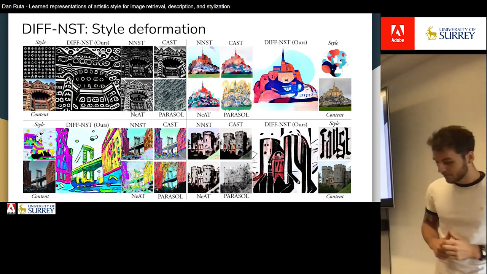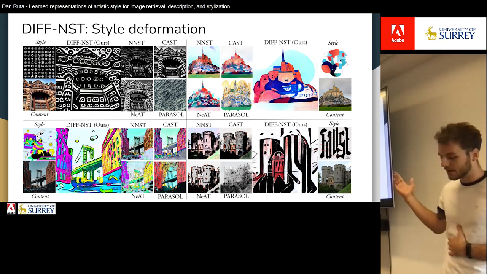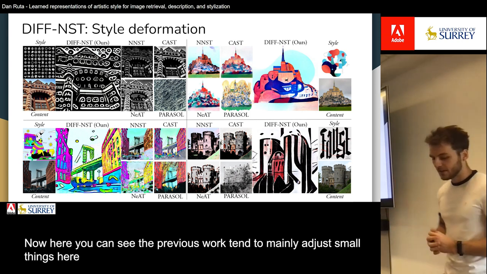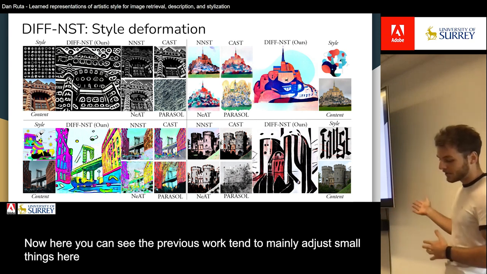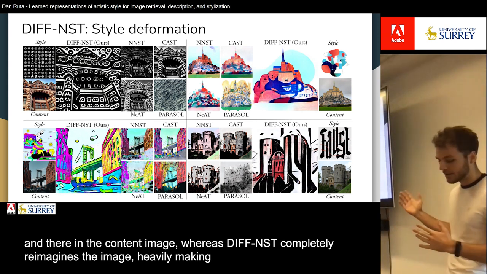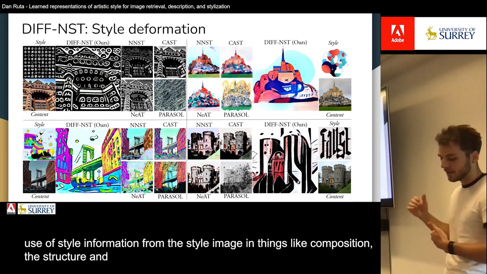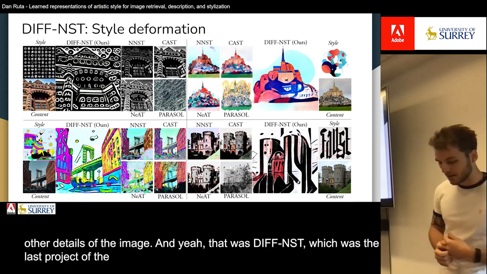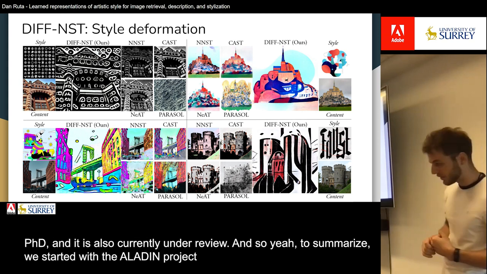And going back to this figure, here we can see how DiffNST quite strongly demonstrates deformation capabilities compared to previous state-of-the-art NST techniques, including Neat. Here you can see the previous works tend to mainly adjust small things here and there in the content image, whereas DiffNST completely reimagines the image, heavily making use of style information from the style image and things like the composition, the structure, and other details of the image. That was DiffNST, which was the last project of the PhD, and it is also currently under review.